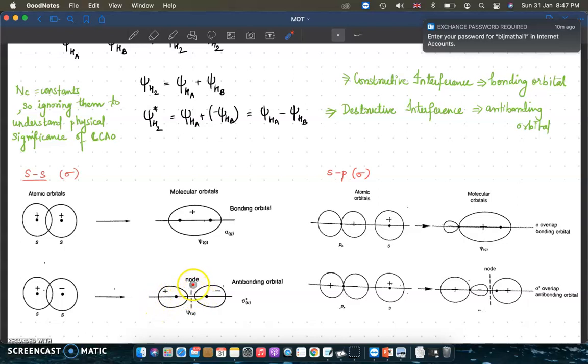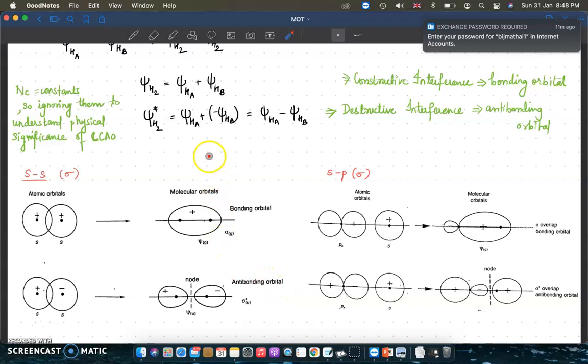So there is no bonding happening, but rather a node is generated. Now, a node is a place where there is no probability of finding an electron. So this is the node here. You can see these electron clouds are directed away from each other. This is how you represent an anti-bonding molecular orbital. Here you do not have any literal bonding, but rather a nodal plane is generated. So this is referred to as the anti-bonding molecular orbital.